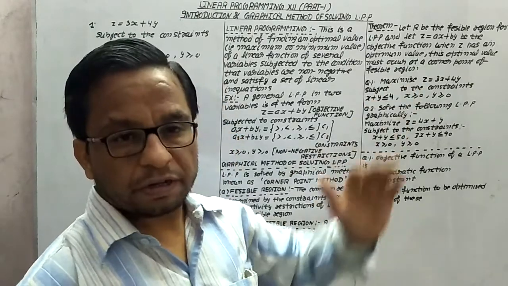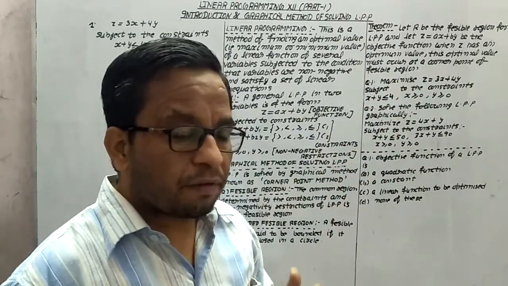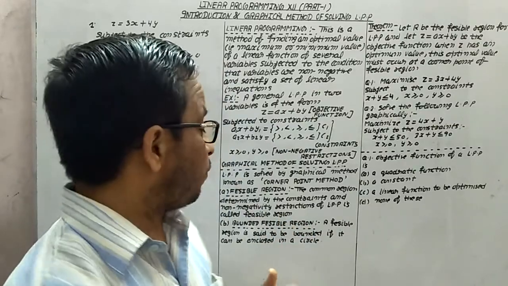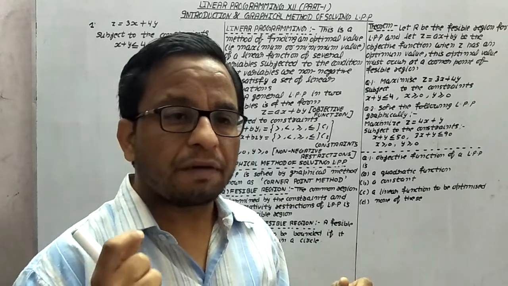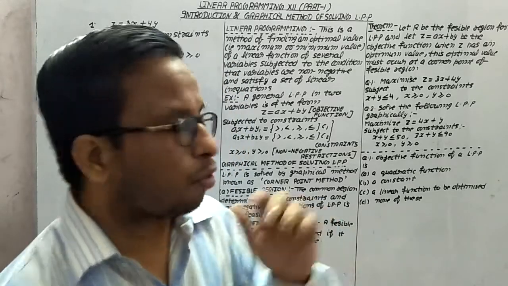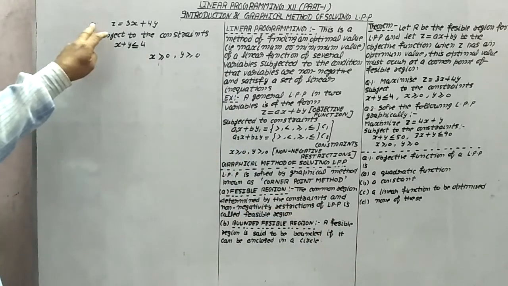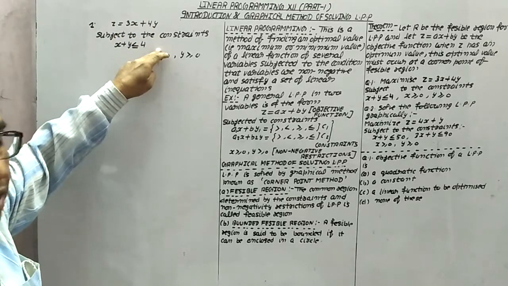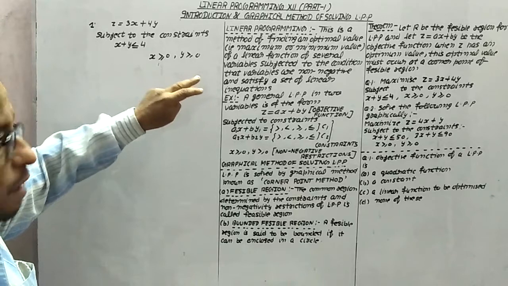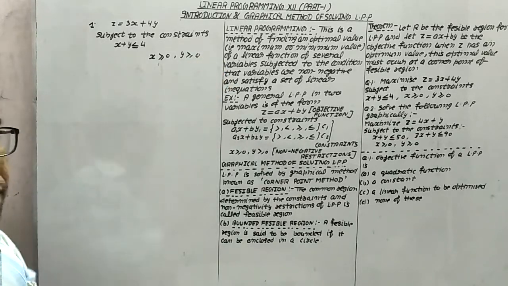In the non-negative restriction, what is the part? Whatever corner point method we are going to use to solve this problem, it will always lie in the first quadrant. So first of all, we have this objective function, this is the constraint, and x greater than or equal to 0, y greater than or equal to 0.